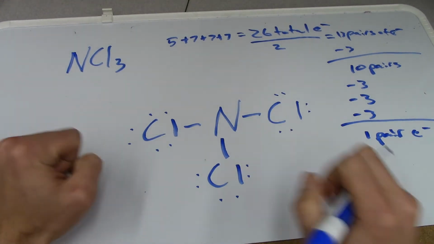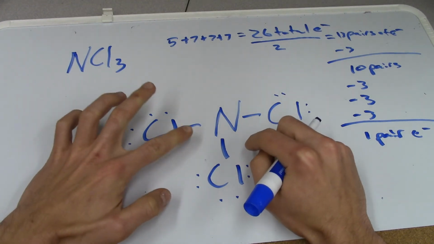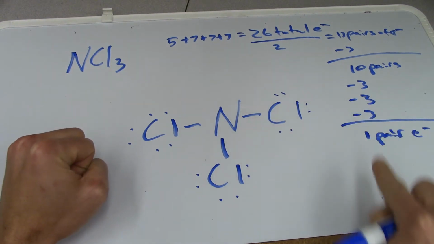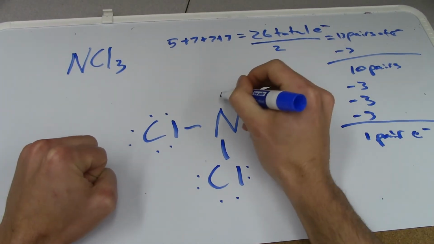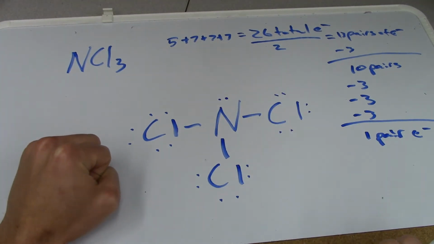Next, I check my central atom to see if it's satisfied. Nitrogen has 1, 2, 3, 4, 5, 6 electrons. Not in the octet club, not stable. I have 1 pair of electrons left. I'm going to add it to my central atom, then everything checks off for stability.